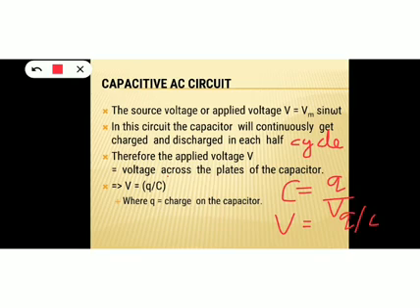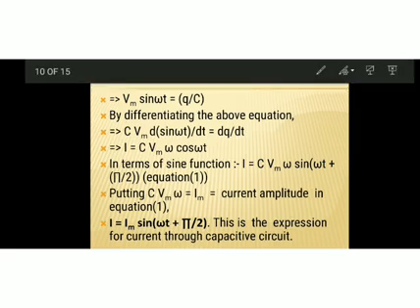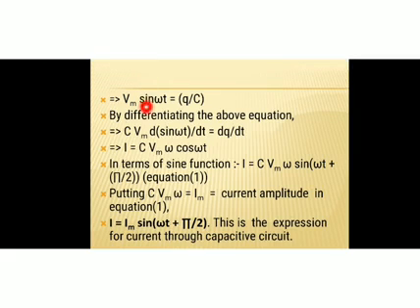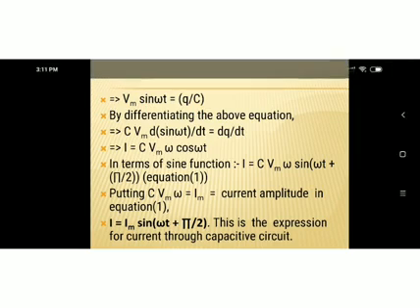So here we need to find out an expression for capacitive current also. What is the expression for current flowing through the capacitive AC circuit? So that is our next step. For that, we have found out the expression for voltage, V equal to Q by C. And we know that voltage V is Vm sin omega t. So just substitute that expression here. So you will get Vm sin omega t equal to Q by C.